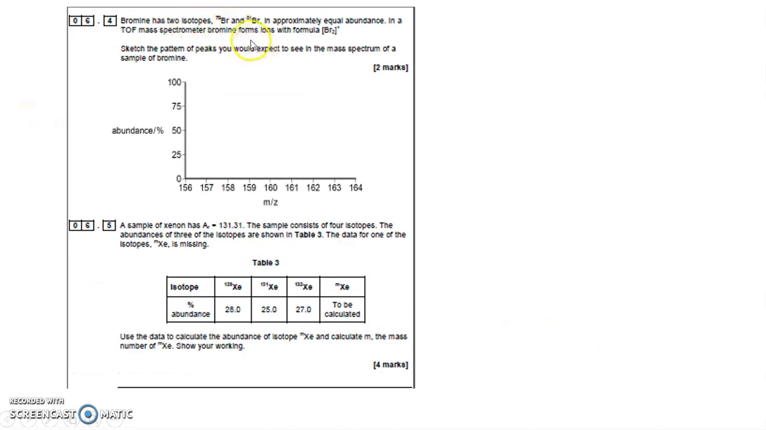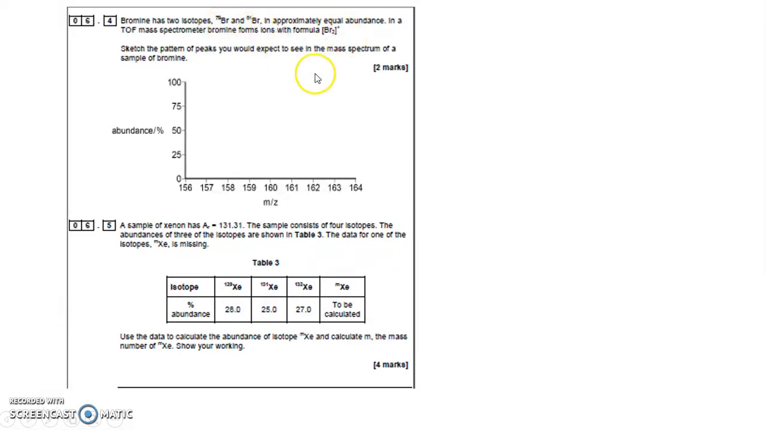Bromine has 2 isotopes in approximately equal amounts. In a time-of-flight mass spectrometer, it forms ions Br2+. In other words, a Br and a Br have joined together. They become plus charged, so they've lost an electron. That's not going to change the mass. It's only going to be a negligible change in mass, an electron being removed, an electron has next to no mass.